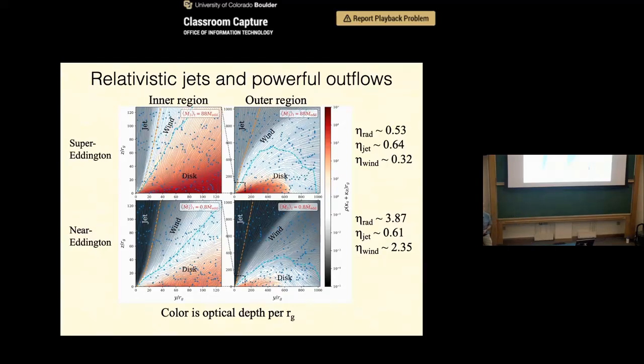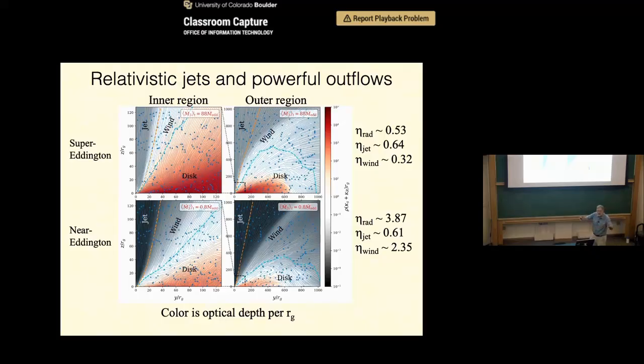One very important characteristic of these flows is that they produce powerful jets and winds, as you might expect, especially in the super Eddington case. So the right columns here are showing the large-scale structure out to a few thousand Rg of the flow. And the color is not density, it's the optical depth per gravitational radius. And so for the flow to be optically thin for 1,000 Rg, this needs to be 10 to the minus 3. And you can see that that's nowhere in the volume. This wind is very optically thick.